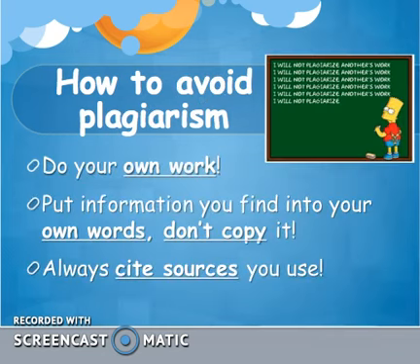So remember, the best ways to avoid plagiarizing are to always do your own work. Put information into your own words before you write it down, and make sure you aren't just copying it. And finally, cite any sources that you use.